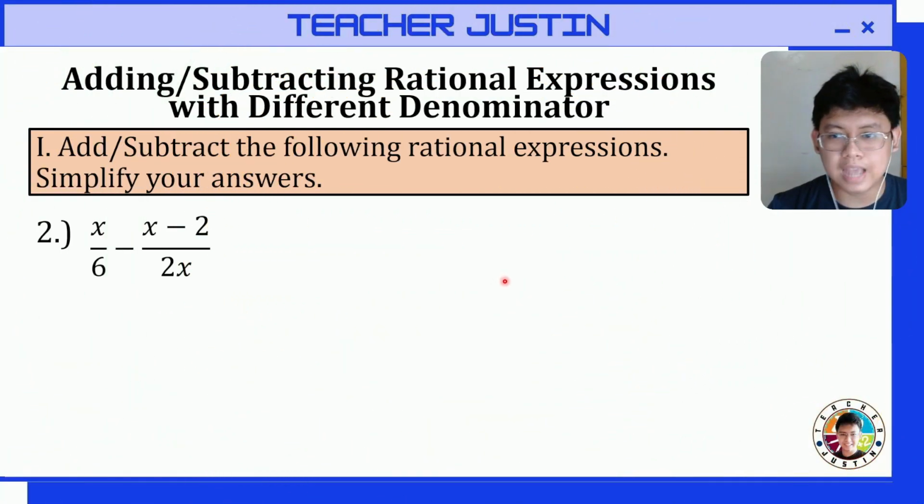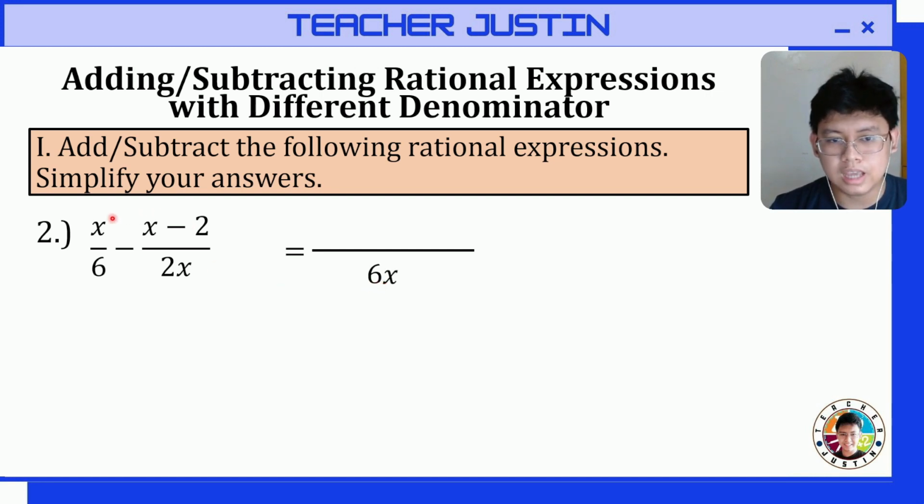So, let's have this item. We have x over 6 minus x minus 2 all over 2x. So, let's subtract this rational expression. So, first step natin is for us to get the least common denominator. So, we have 6 and 2x. So, ang least common denominator natin will be 6x.